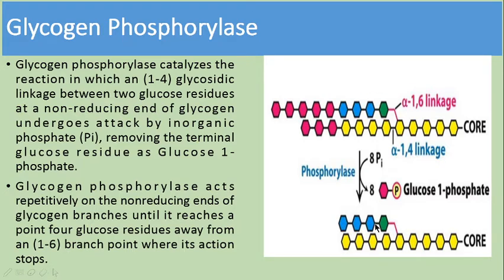These 4 glucose residues will remain as such because the phosphorylation action cannot proceed due to the establishment of this branch point. So this glycogen phosphorylase will act repeatedly on the non-reducing end of the glycogen branches until it leaves 4 glucose residues away from the alpha-1,6 branch point. After that, its action cannot take place. So its action will be stopped here.